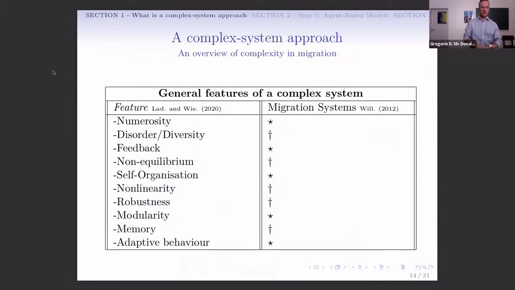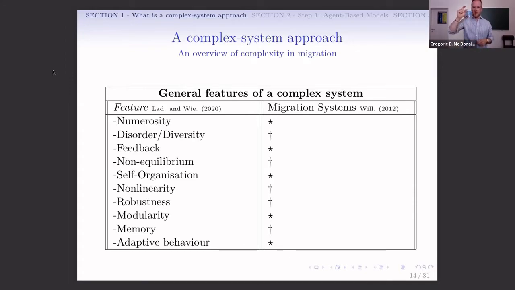So what I'm doing here is to give you an overview of complexity in migration. I took the general features that have been identified by James Ladyman and Karoline Wiesner in their book on complexity science. They identify 10 general features that they take to be necessary and sufficient conditions for a system to be conceived as a complex system. And then I compare those general features of complex systems with those that we can identify in systems of migration. I took a paper from Frans Willekens, and he claims that migration systems do share the characteristics of complex systems.